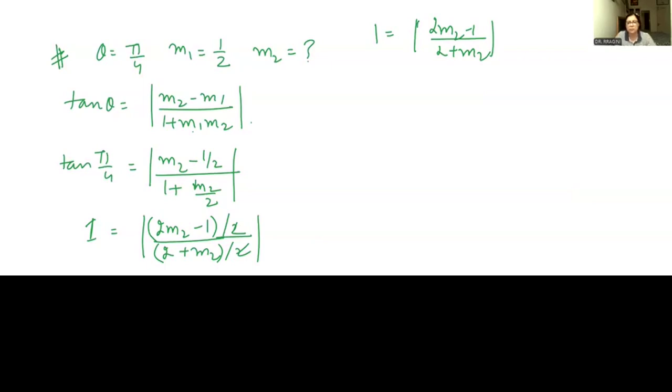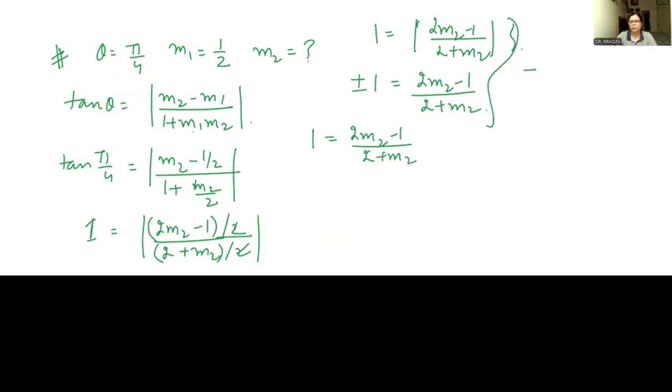I told you we have to consider both the positive as well as negative values. So when we open this modulus, instead of writing plus minus in the fractional part, the rational function, I write it here. This becomes (2M2 minus 1) upon (2 plus M2). Now we will be solving this once for positive 1, and once you solve it for negative 1. Negative 1 is equal to (2M2 minus 1) upon (2 plus M2).